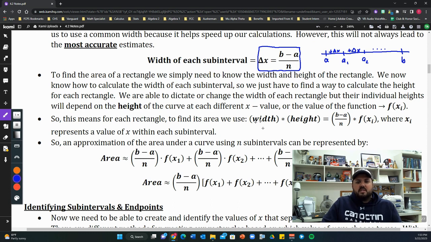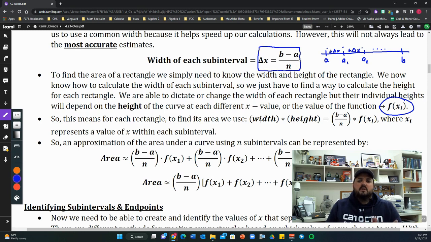So we're able to dictate or change the width of each rectangle, but their individual heights will always depend on the height of the curve at each of those different x values. So we have a system to determine which values are going to be used as our endpoints for the rectangles, but we have to actually depend on the curve or the function's equation to determine the heights. So at each of those x values, to calculate the height of the rectangle, we're actually going to have to evaluate the function at each different value of x.